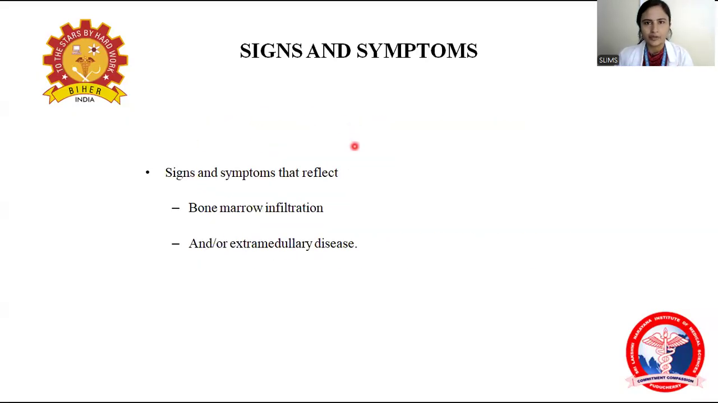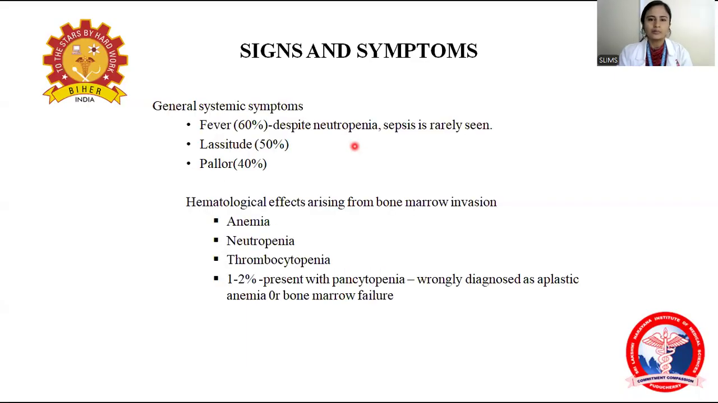So what are the signs and symptoms of ALL? These signs and symptoms reflect either bone marrow infiltration or extramedullary disease. First, let us see how bone marrow infiltration shows signs and symptoms. Because of the clonal proliferation of immature cells, the maturation of all the cells will be arrested, so there will be a decrease in all cell lineages. They will have anemia, neutropenia, and thrombocytopenia. About 1 to 2% may present initially with pancytopenia, which may be wrongly diagnosed, misleading us to aplastic anemia or bone marrow failure.